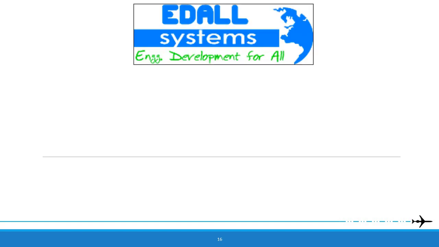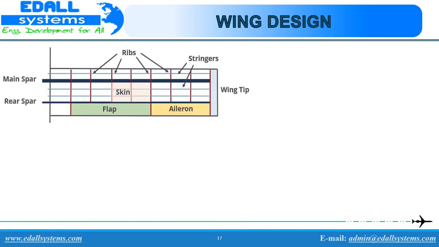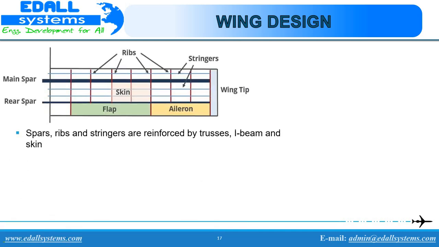In our previous session, we discussed the design stages and weight estimation of an RC plane. Now we will start off with the RC wing design. The internal structures of most wings are made up of spars and stringers running spanwise, and ribs and formers or bulkheads running chordwise, leading edge to trailing edge.